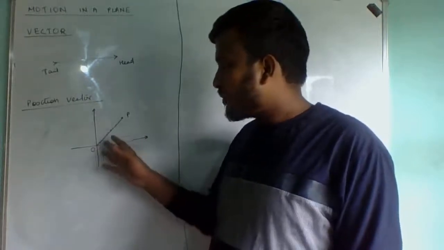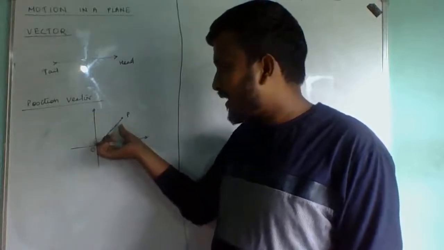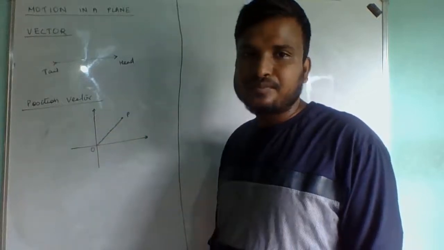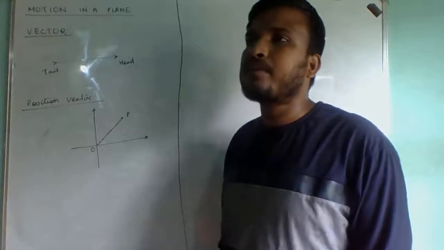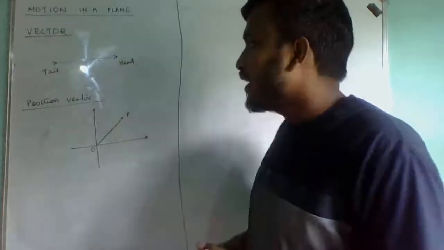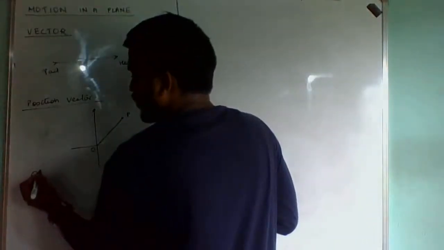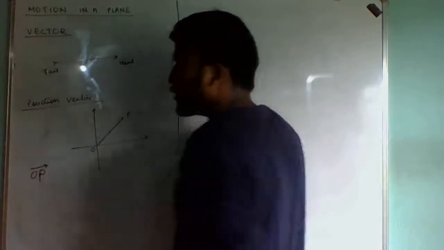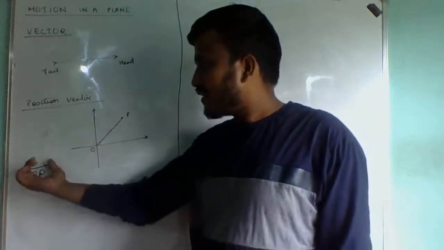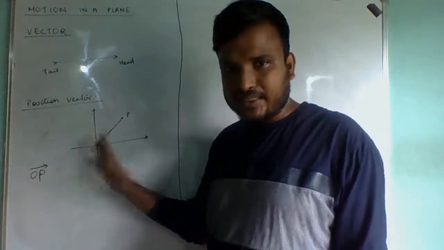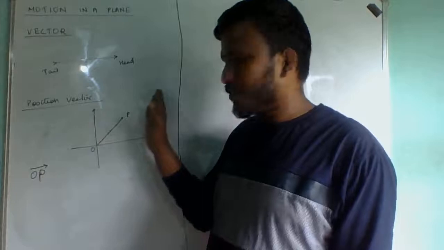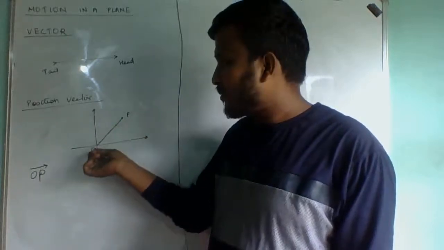We know the object has some distance or some displacement covered, but in which direction is it moving? To solve this kind of problem, we have introduced the concept of a vector. So for OP you put an arrow mark. When an arrow mark is given on it, it indicates a vector, meaning the object is moving from O to P. The direction is along O to P.